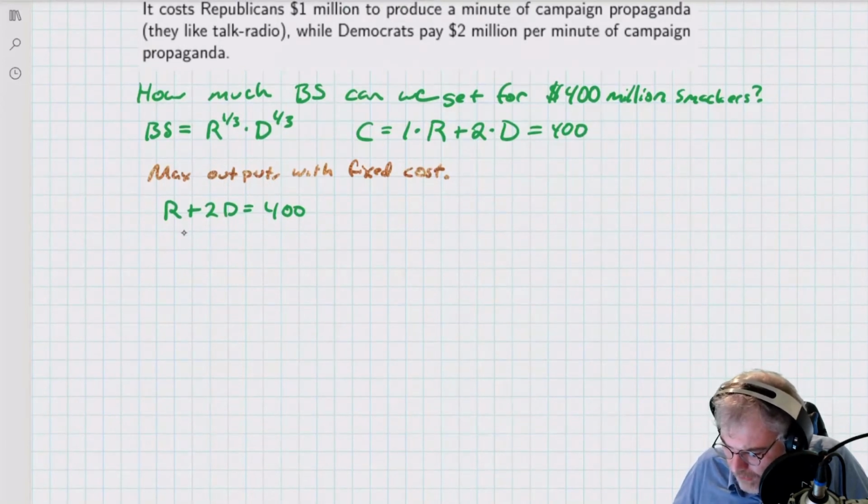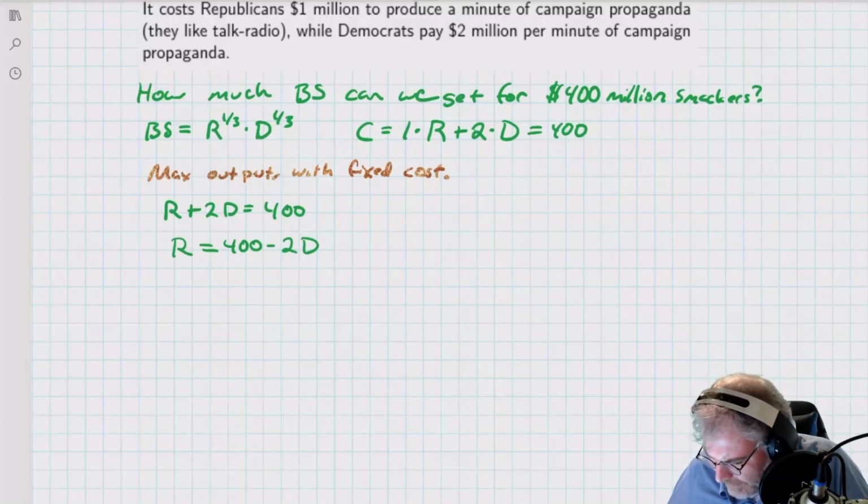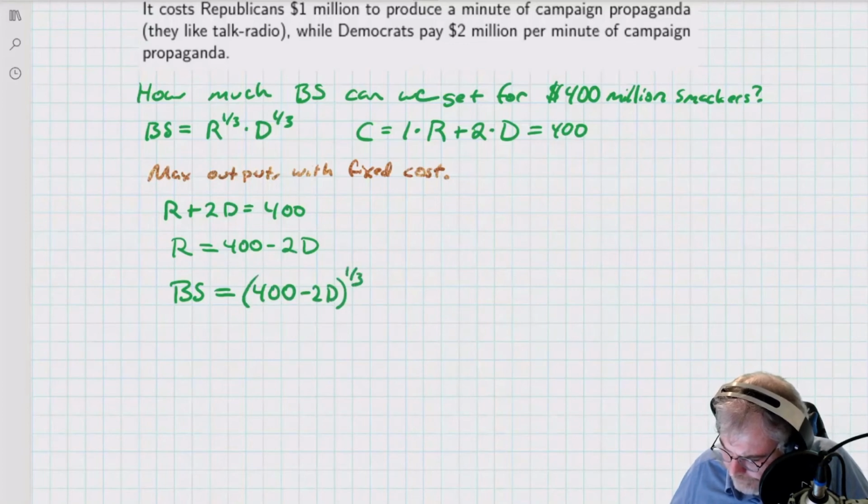Let's solve here for R. So R equals 400 minus 2D. That may have been a bad idea, but we'll do it this way. Yeah, because then I'd have an R. I'd like whole numbers. They're nicer. So that means that BS equals 400 minus 2D to the 1/3 times D to the 1/3.